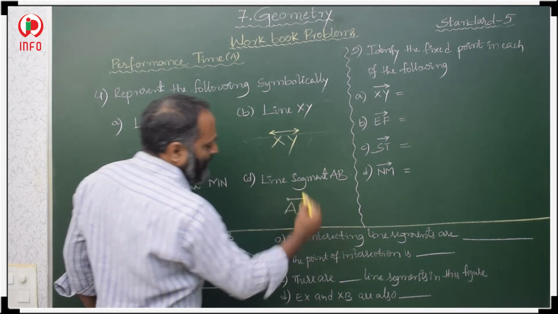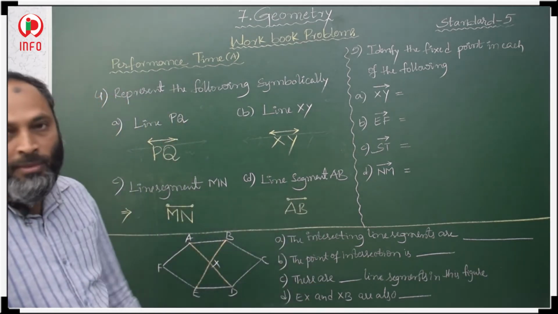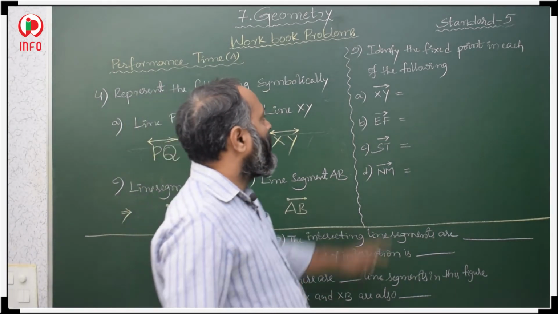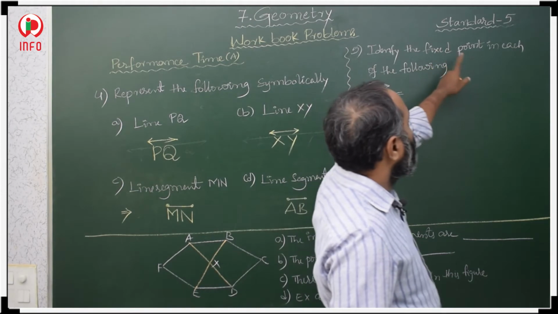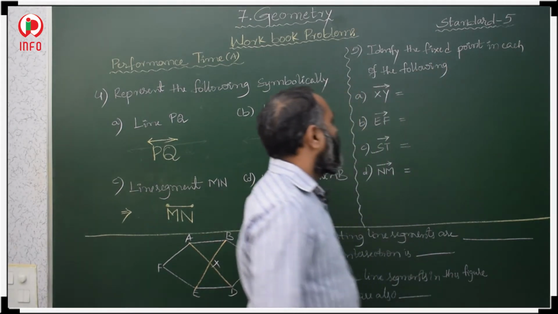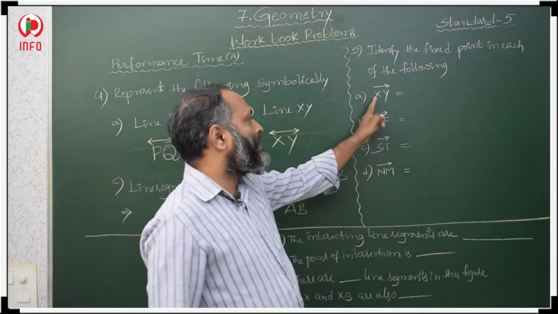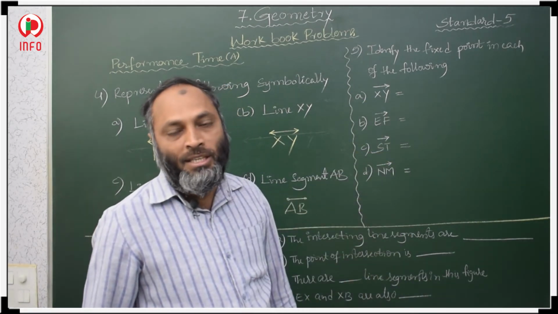A is the first endpoint, B is the second endpoint. This is the symbolic representation. Now the next: identify the fixed point in each of the following. Here the symbolic representation of ray XY is given.